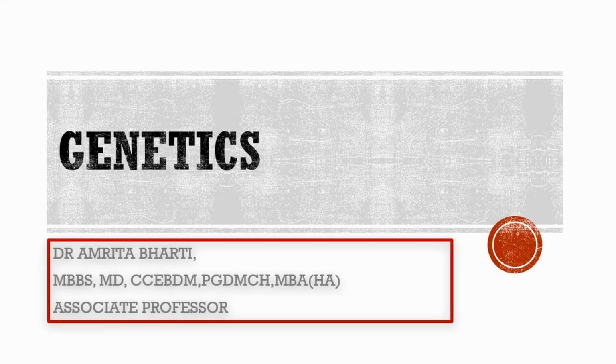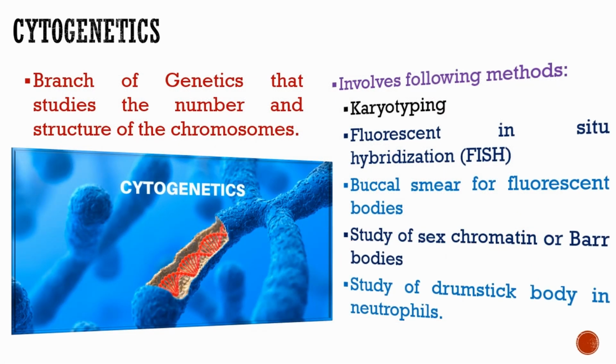Today we are going to start with the topics on genetics. The first topic that we take up is cytogenetics. What is cytogenetics? It is a branch of genetics that studies the number and the structure of the chromosome.